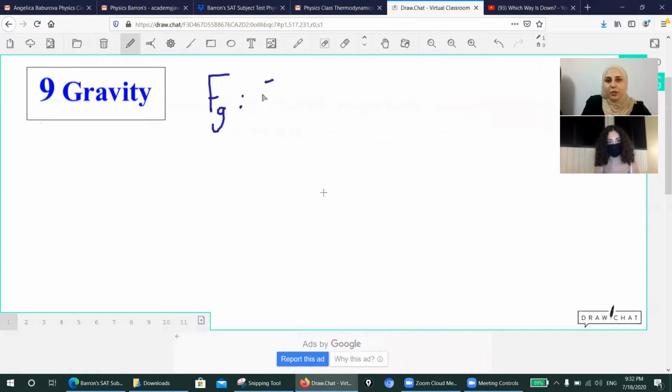Fg, which is the force of gravity. It's in Newton like any other force. It's measured in Newton.